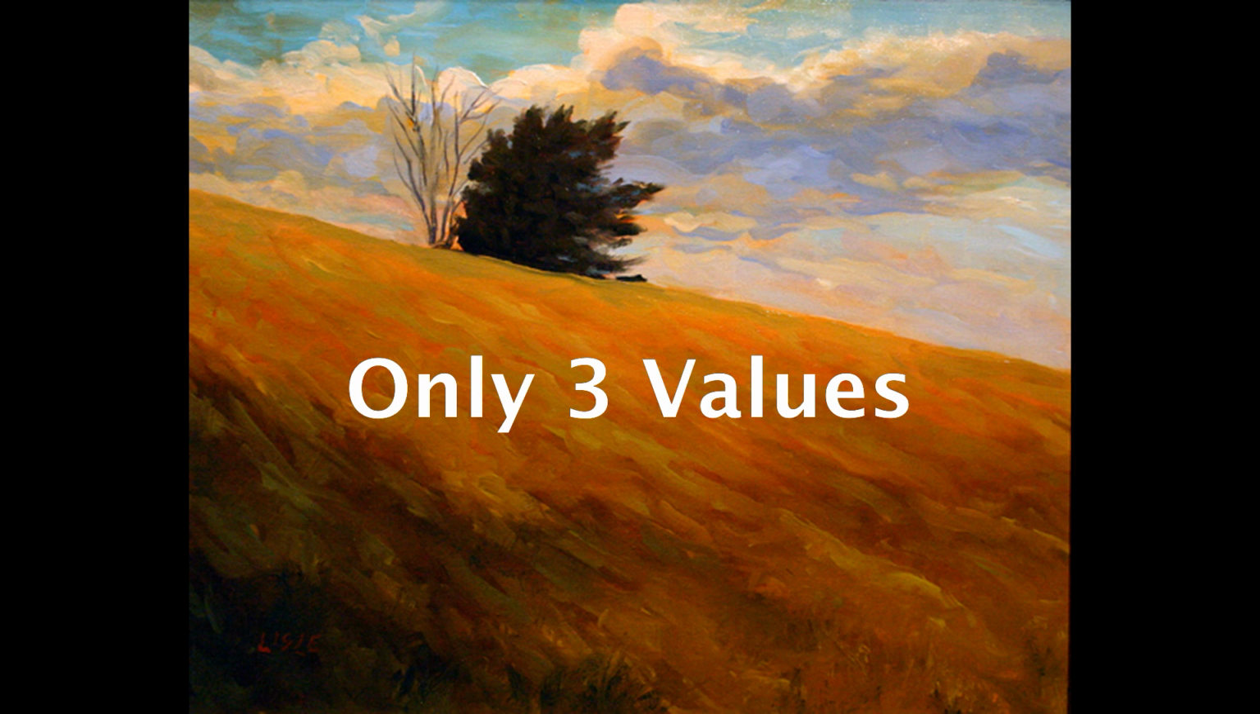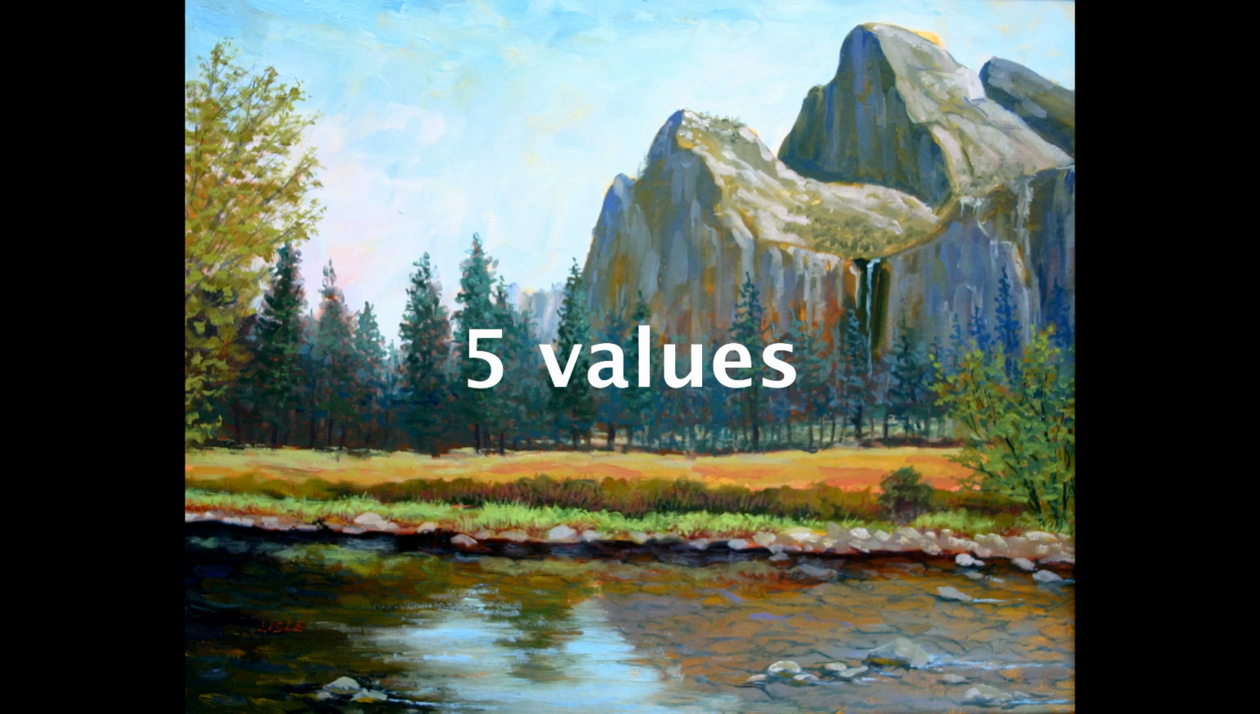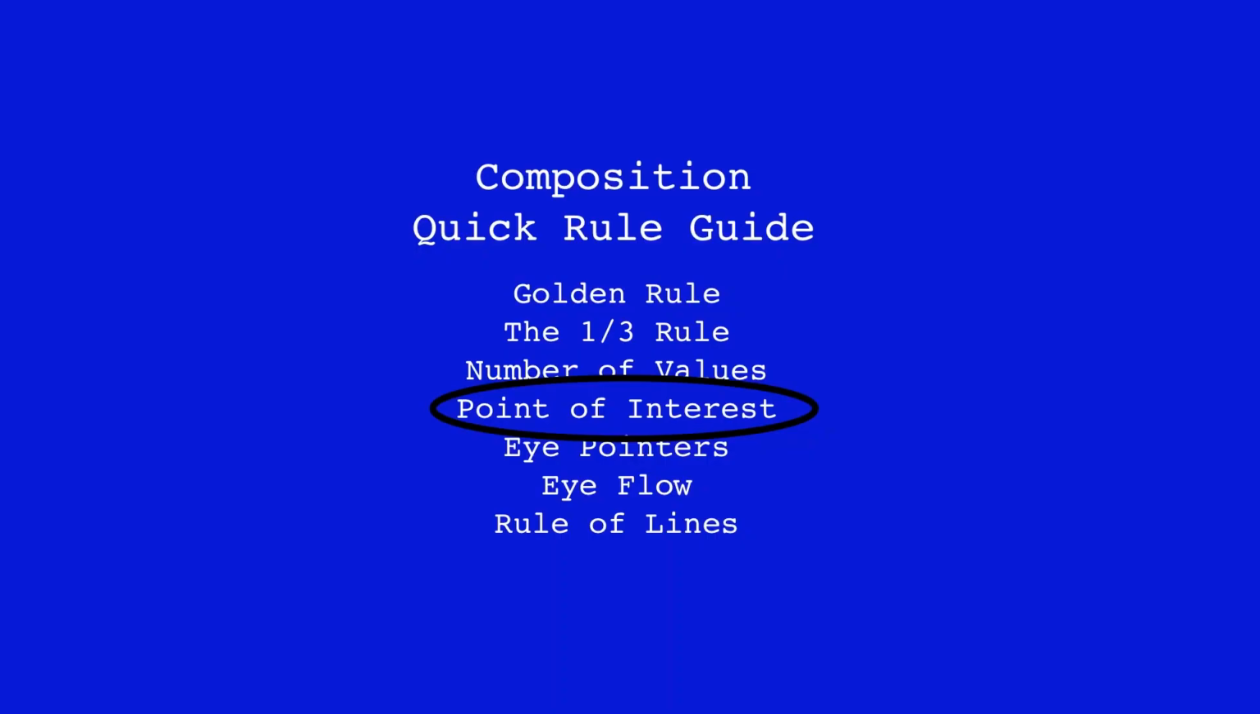Sometimes you may have more values, but the fewer the values, the stronger the painting. Here is a painting with only 3 values. With this other painting, because of water reflections, you have more than 1 value for the horizontal plane alone, giving the painting a total of 5 values.